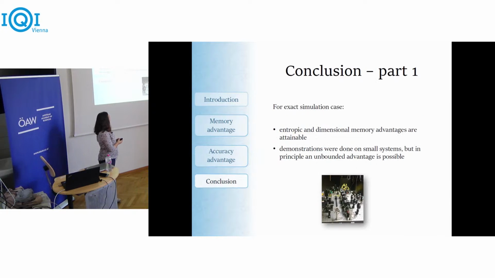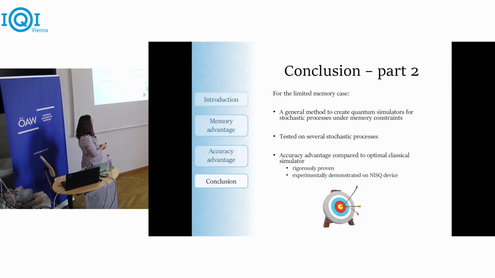Okay, so to wrap up, we've looked at different things. For the case of exact simulation, you've seen that you can have an entropic and a dimensional memory advantage by using quantum information processing. In the demonstrations we did, you might think, all right, we got a qubit memory instead of a qutrit memory, maybe that's not huge, but in principle, for other processes, you can get an unbounded advantage. So it's not limited to this kind of small scale.